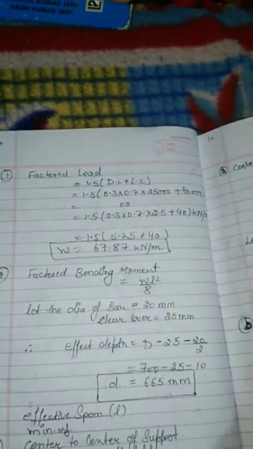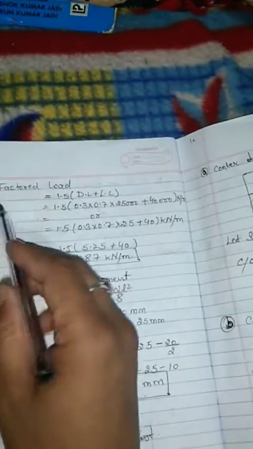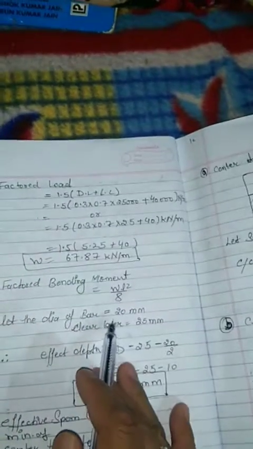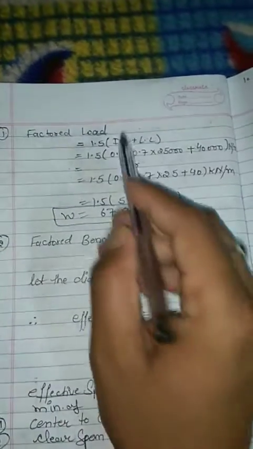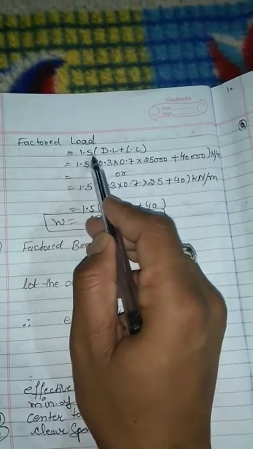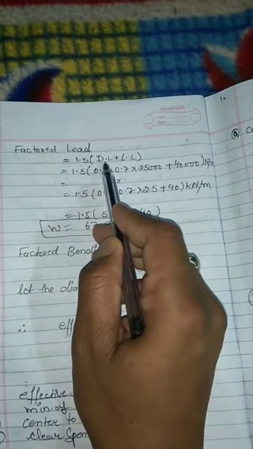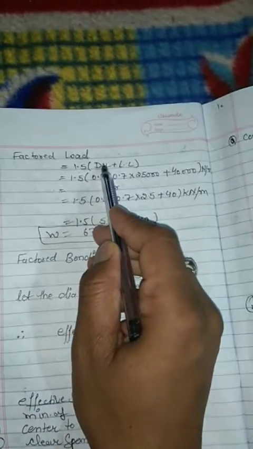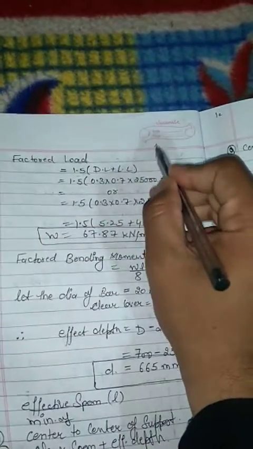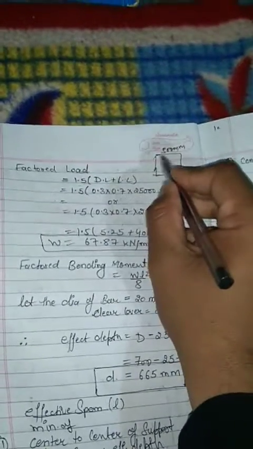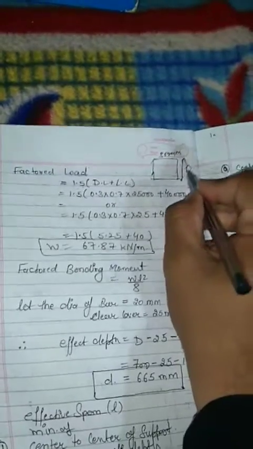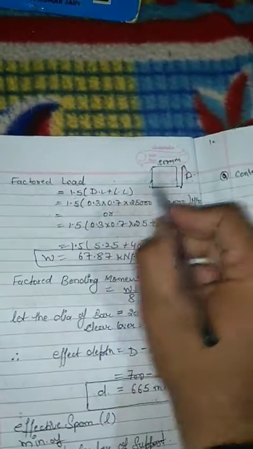Moving forward, the first thing we need to calculate is the factored load for the given beam section. So what will be the factored load? The factored load will be the partial safety factor multiplied by dead load plus live load. What is the dead load? This is the beam section I have drawn here. This is the 300 mm width of the beam, and this is the overall depth of the beam.